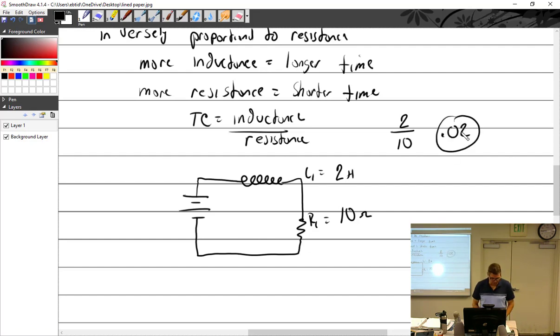So the answer is 0.2. The time constant is 0.2 seconds. How many time constants does it take? Times 5 equals 1 second. So it would take a full second for it to go from 0 all the way up, or from all the way up back to 0. So the 0.2 is in seconds. Time constant in seconds equals inductance divided by resistance.